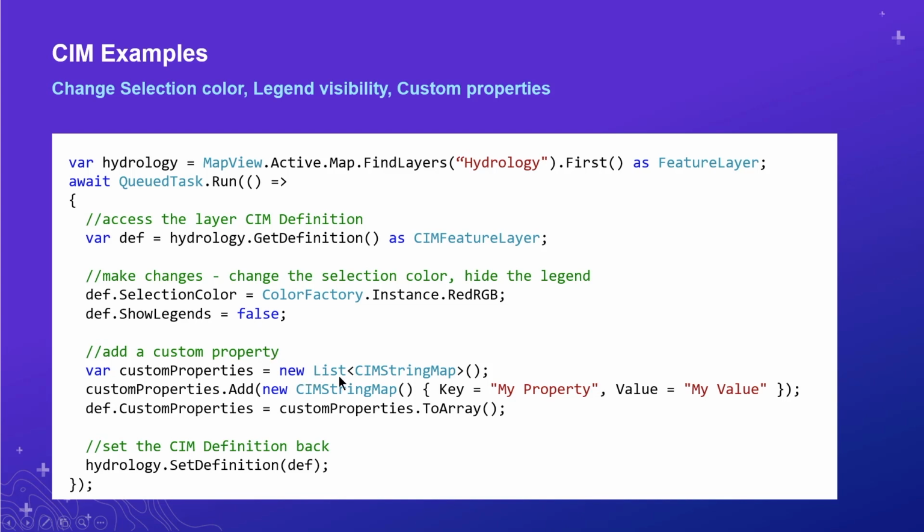Here I'm setting custom properties on the layer. This is something developers did very often with ArcObjects, and this is how you do it with Pro and the CIM now. So you first create a list of CIM string map, and then here I add a CIM string map object. It's a key and value pair. The key is my property, value is my value, and then I set the custom properties property on the CIM to this list. I convert it to an array using this method. And in the last step, I apply all these changes back to the CIM using the set definition method.